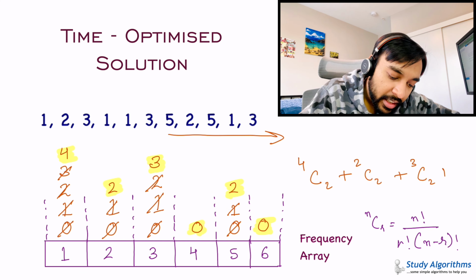Now, the time complexity of this solution is order of n. That is because you are only doing one iteration of the array, and the space complexity of this solution is order of 1. That is because you are only using constant space. I hope I was able to simplify the problem and its solution for you.